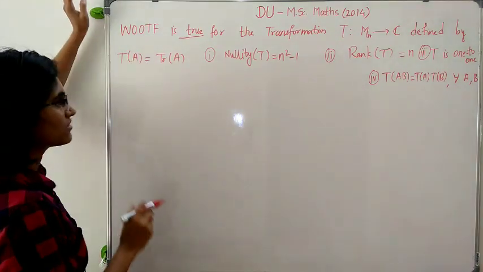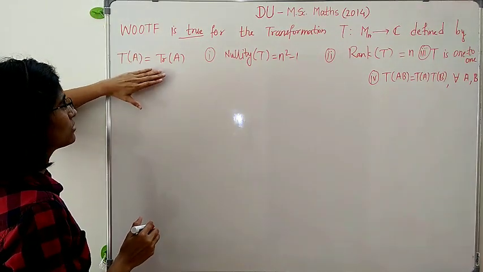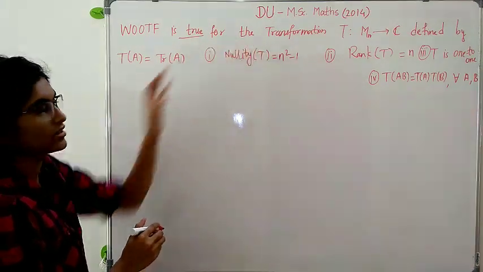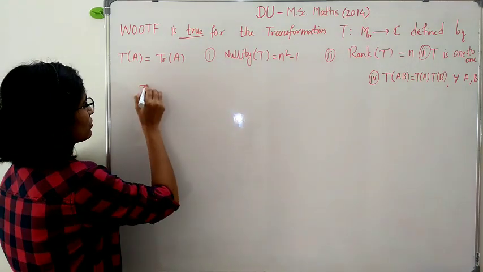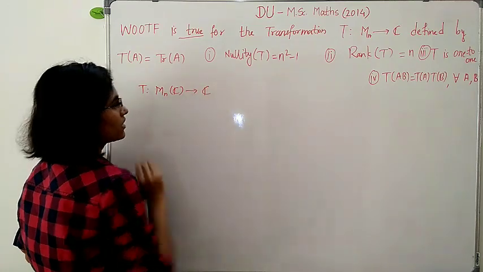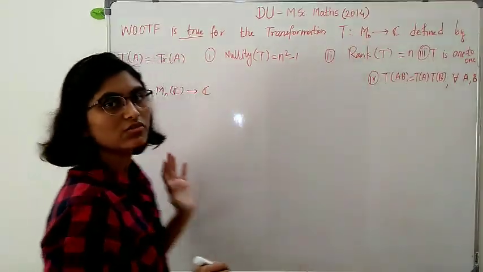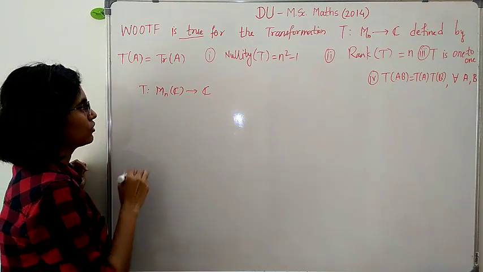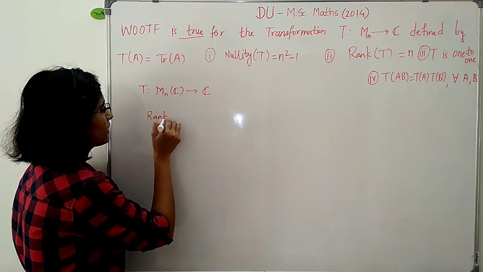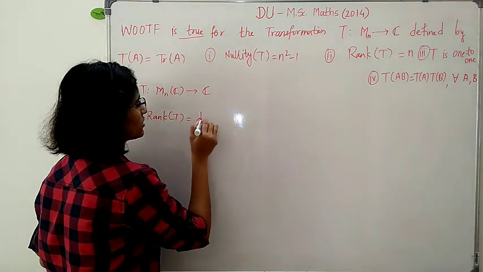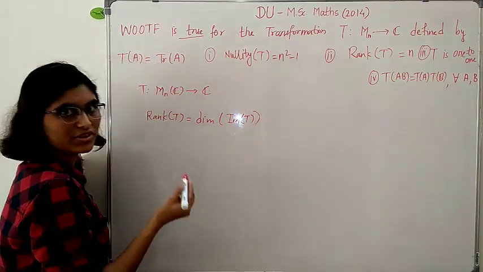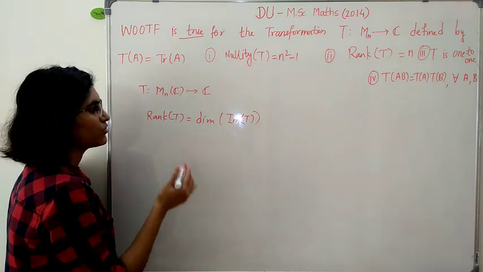So let us analyze this question. T of A is equal to trace of A, and for this transformation which option is correct? So let us just look at this. T is a map from Mn(C) to C. Now this is about nullity, rank and so on. So let us first find out the rank of this. For this we know that rank of T means it is just the dimension of image of T, right? Image of T or range of T. So how to find the image of T?